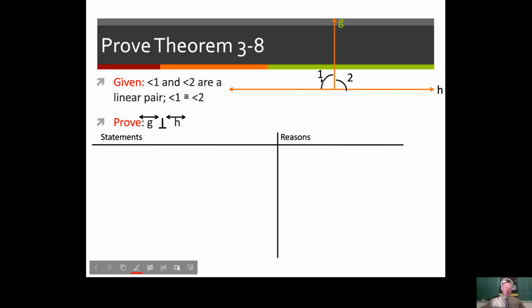So you're given that angle 1 and angle 2 are a linear pair. You're also given that angle 1 is congruent to angle 2. Okay, so your first step is usually to write the given. I'm going to write one part of the given here, just to show you a different style. Angle 1 is congruent to angle 2. That's given. Now, what does that mean if two angles are congruent? It means their measures are equal. That's the definition of congruence.